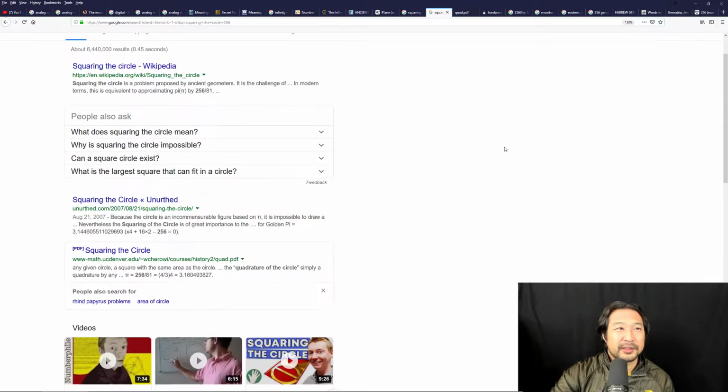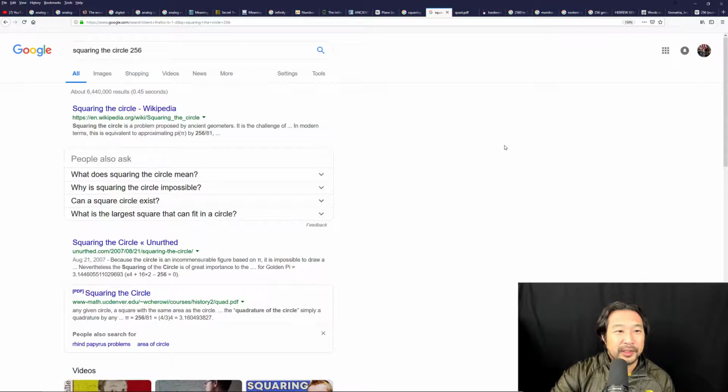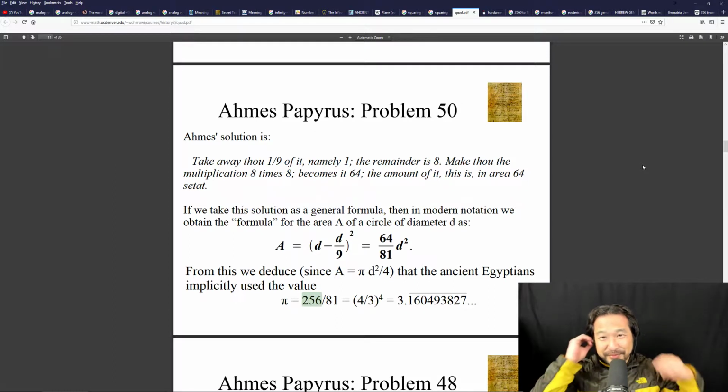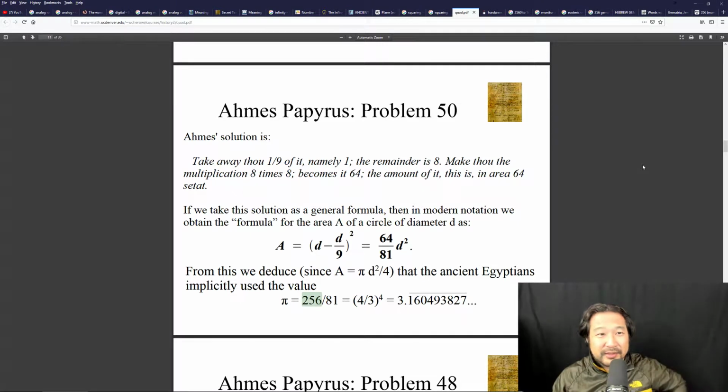So, squaring the circle, the importance of 256 got me to this equation, the Ahmes papyrus problem 50. Ahmes' solution is: take away 1/9 of it, namely 1. The remainder is 8. Make thou the multiplication 8 times 8, which becomes 64. My favorite computer of all time was the Commodore 64. The amount of it, this is an area, 64 setat.